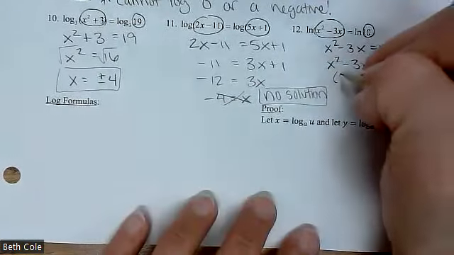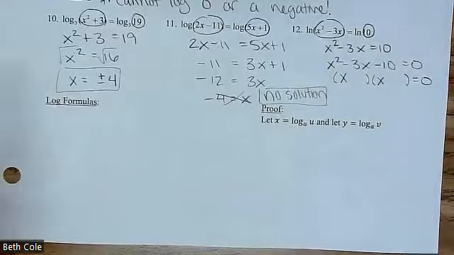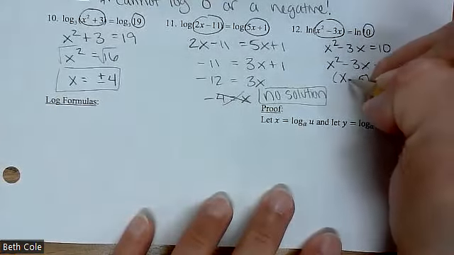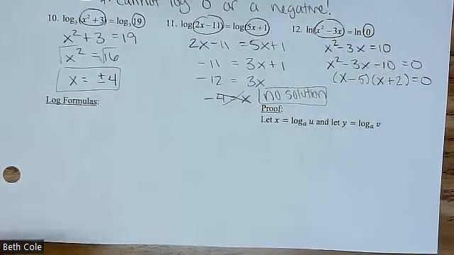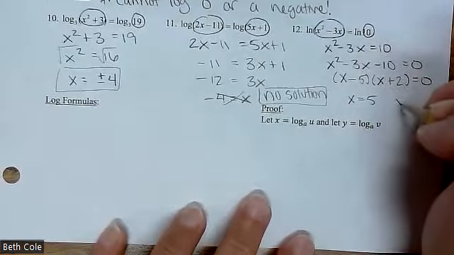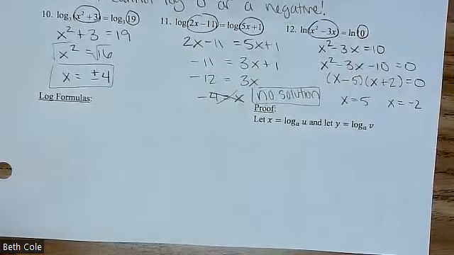So that would be x and x. How would you split up 10? 5 and 2. And good, you guys even said the signs. Negative 5, positive 2. So your potential answers are 5 and negative 2.